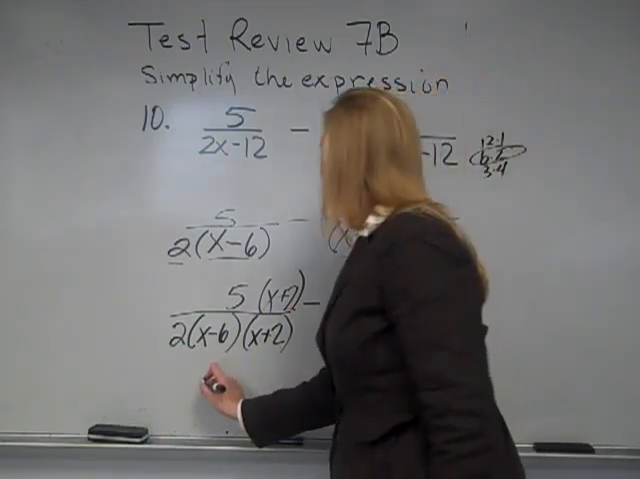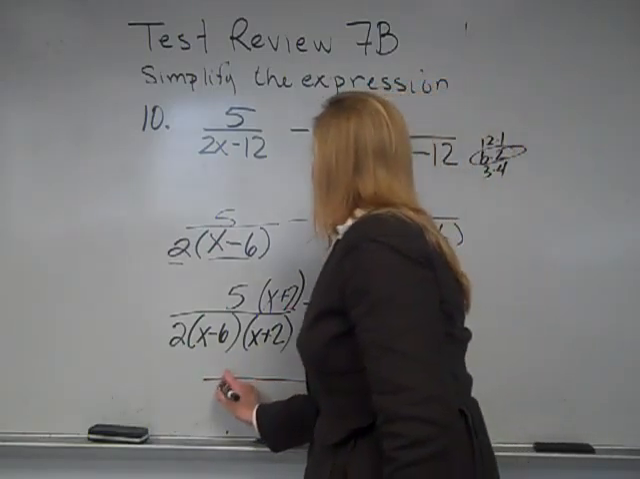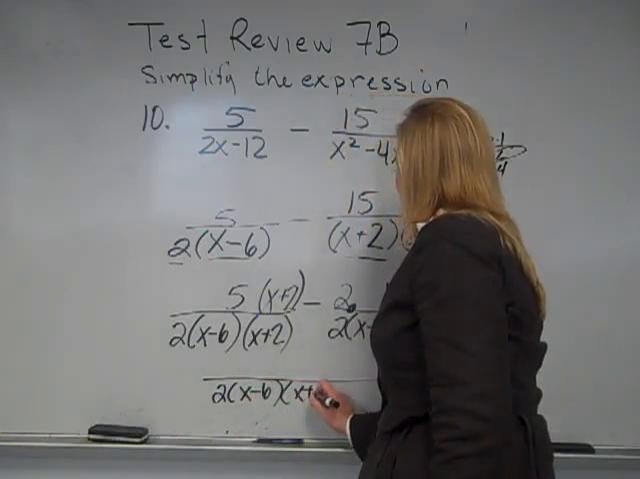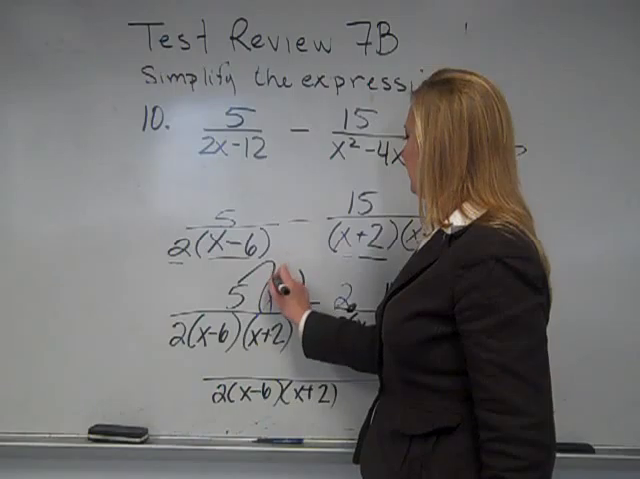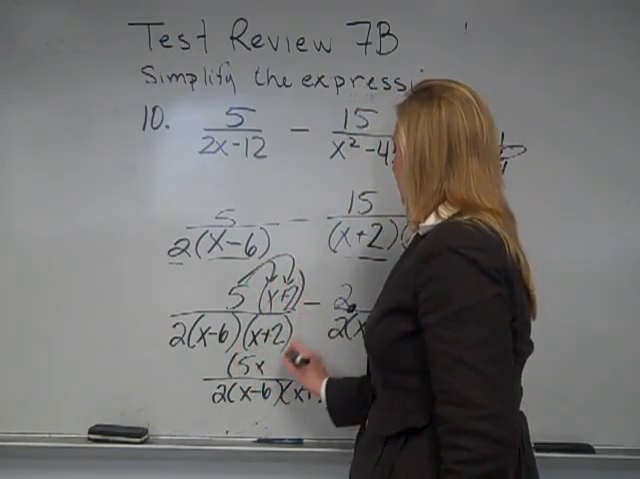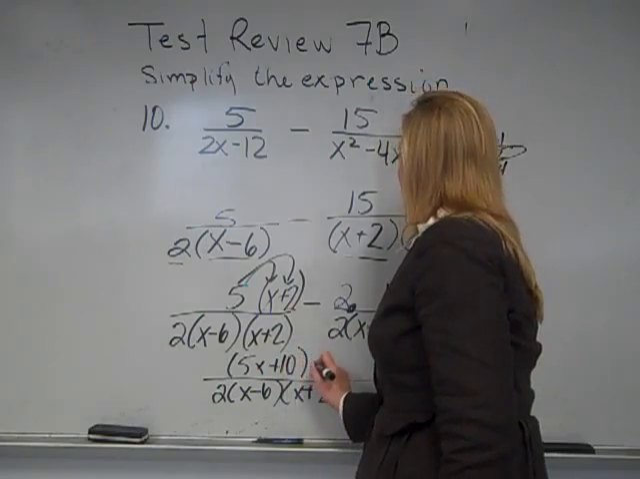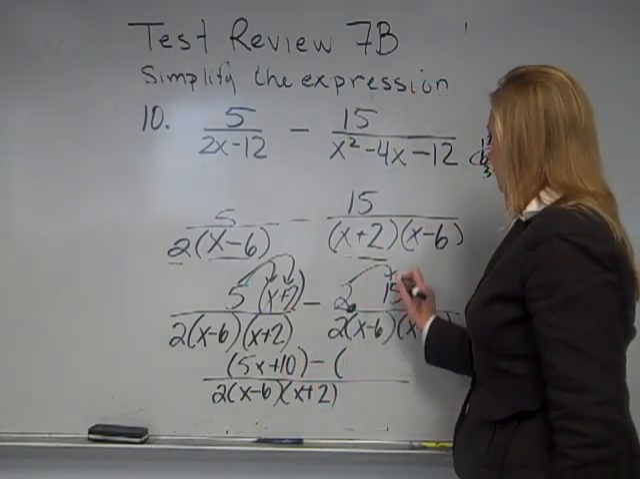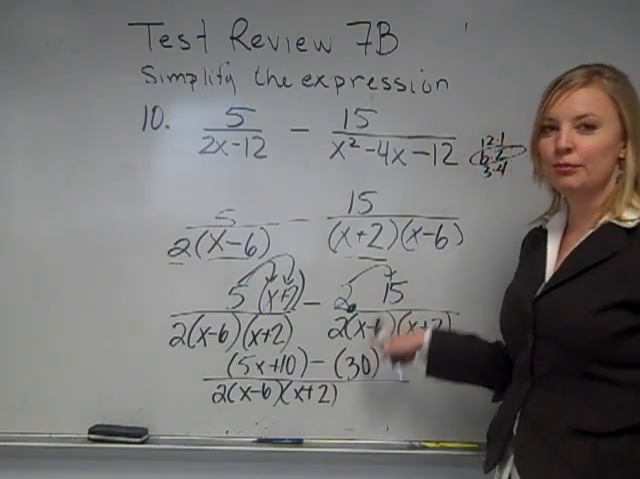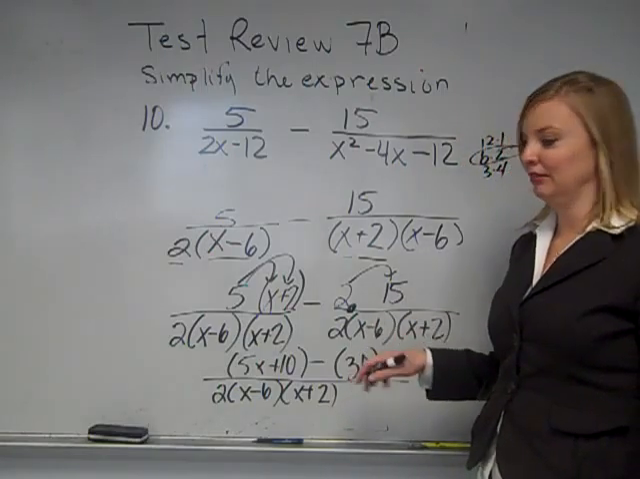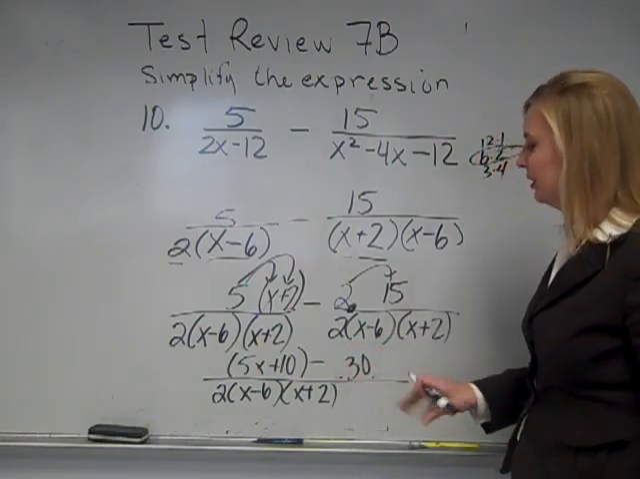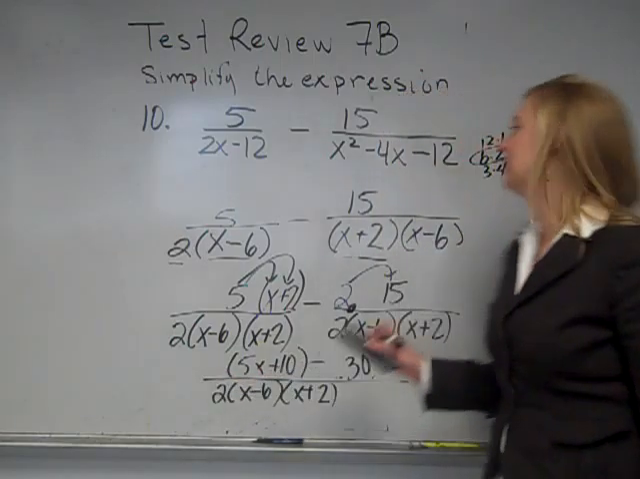Okay, common denominators. 2 times x minus 6 times x plus 2. Let's multiply. 5x plus 10 minus 30. I can put this 30 in parentheses, I can take the parentheses off. It really doesn't matter because I only have one term. Nothing's happening inside of that parentheses.